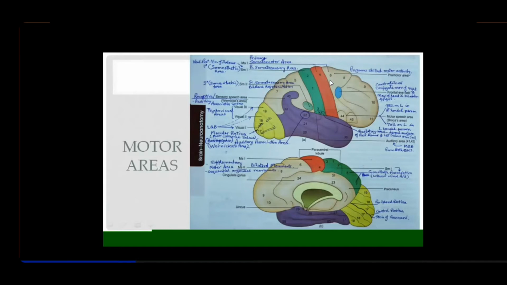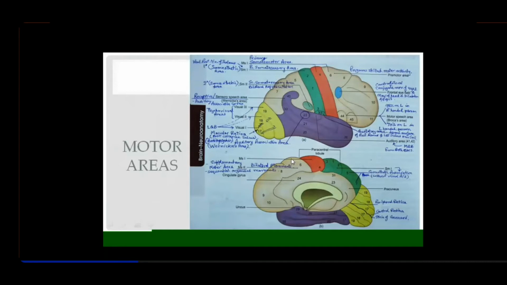But this area number 6, when it reaches the medial surface anterior to the precentral gyrus, is here. This area is called the medial frontal gyrus, and below that is the cingulate gyrus. So this area number 6, which is represented on the medial surface on the medial frontal gyrus anterior to the precentral gyrus, is called the supplementary motor area.